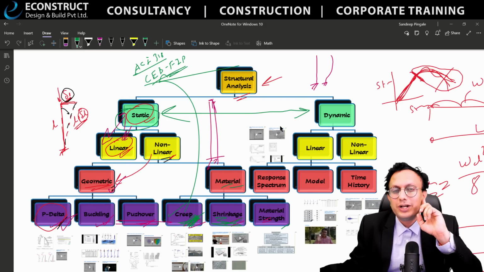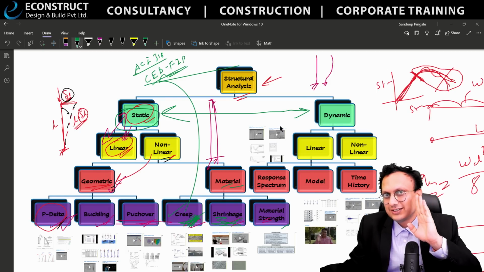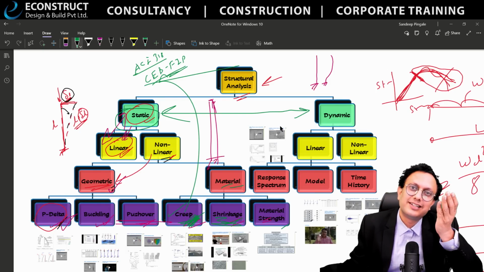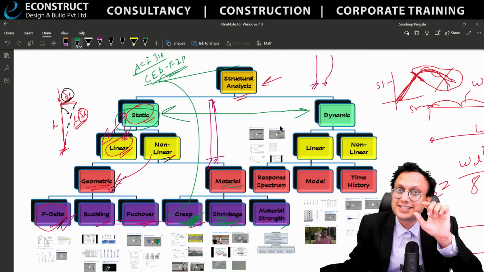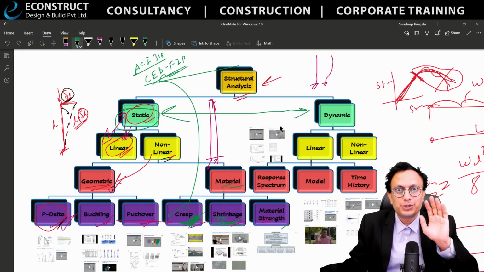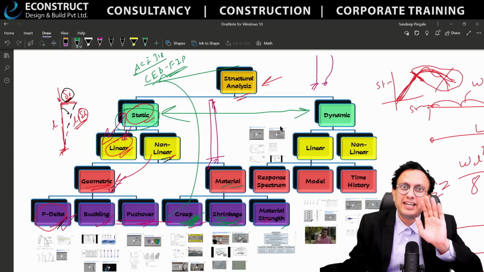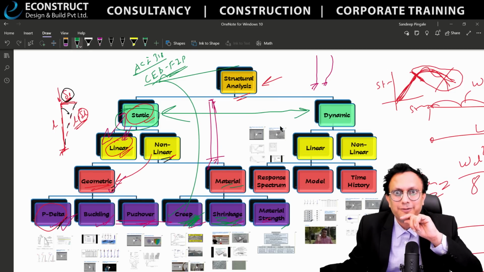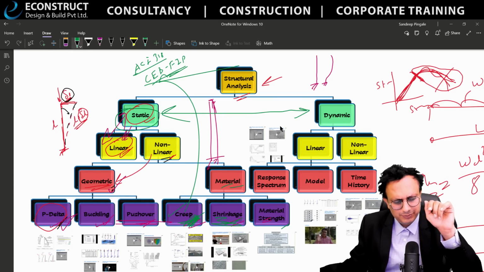Okay. So one type of analysis is static analysis. Another one is the dynamic analysis. Force is the same, effect is different. Do you agree? Somebody is pushing you from the back and somebody is kicking you from the back. Your reaction is different. You want some more examples? I'll give you one more example.